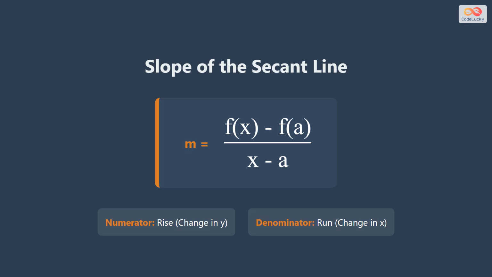We can calculate the slope of this secant line using the standard rise over run formula. The rise is the difference in the function values, f of x minus f of a, the run is the difference in the inputs, x minus a. This fraction represents the average rate of change between the 2 points.